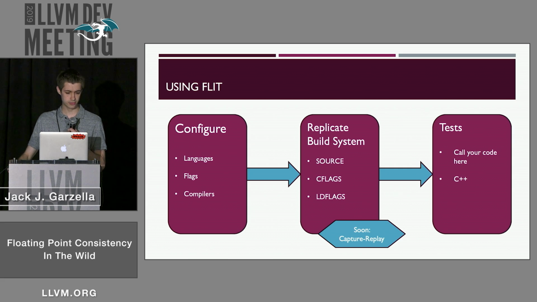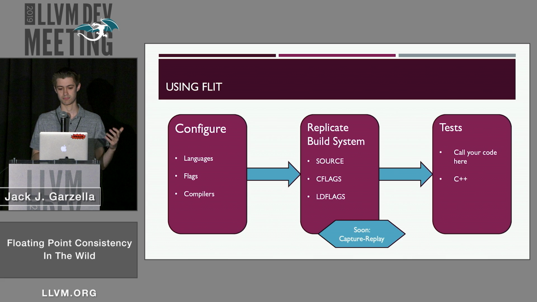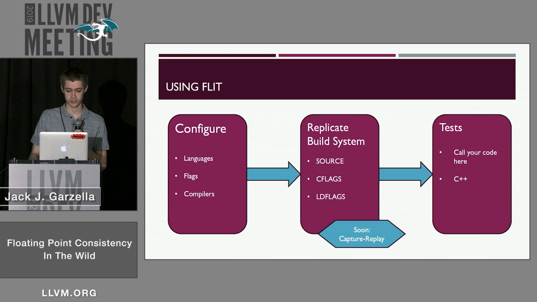That's not too big of a deal. The trouble step is you have to replicate your build system to work with FLiT's build system, so that it can do its tricks to compile your program. And it's not that bad. You just put in basically what your C flags, LD flags, etc. are. What's in the works is a capture replay feature where you can run your build system, and then it will use the compiler commands that you've invoked to inform its build system. And then you just call your code, and FLiT will do the rest.